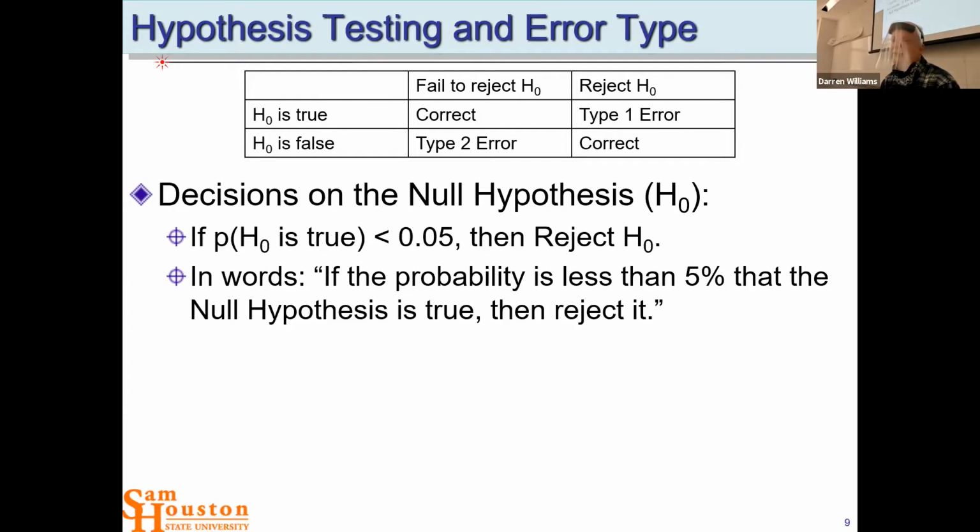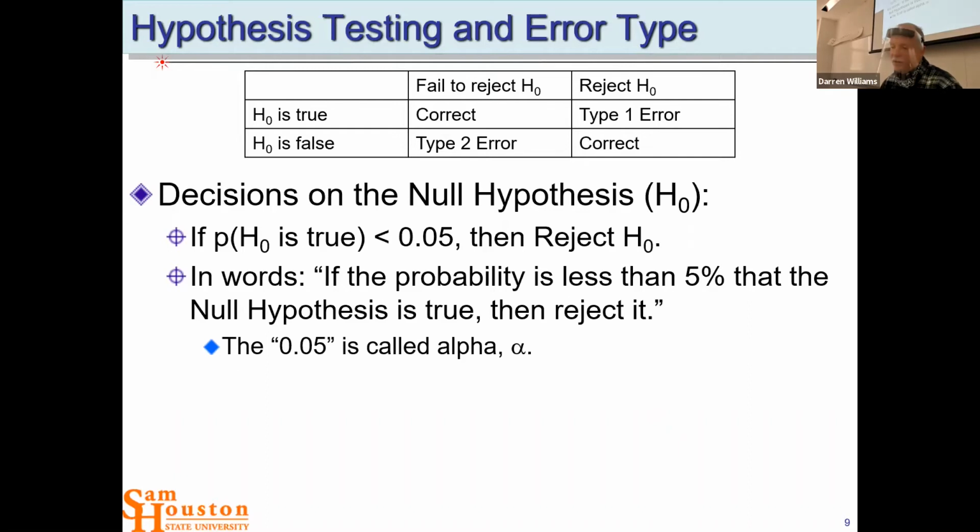Think about that. If it was only a 6% probability that it was true, we would keep it. With a 6% chance that it's a true hypothesis, we'll go ahead and keep it. We fail to reject it is the way we say it. Now this 0.05 is alpha. So that's our alpha value, 0.05.